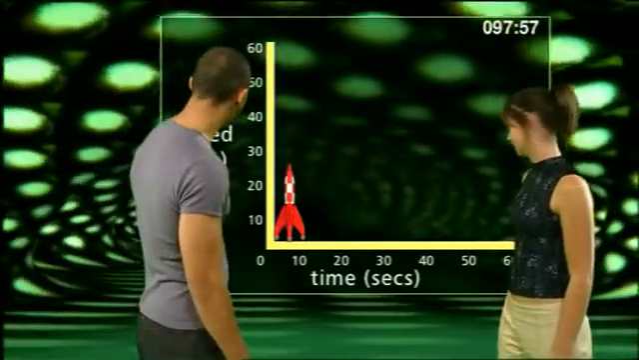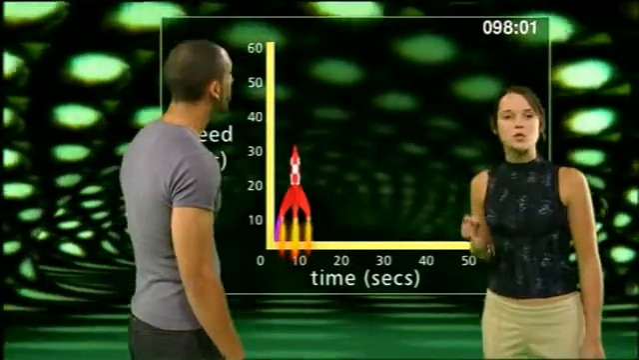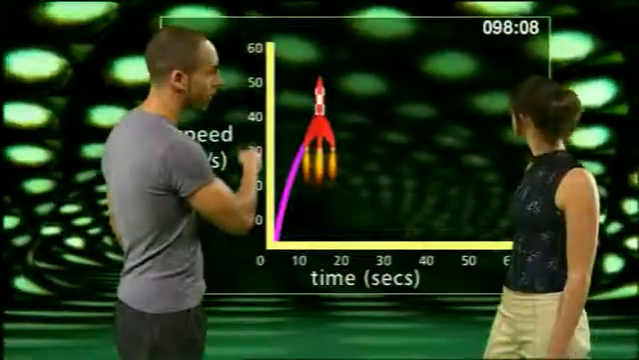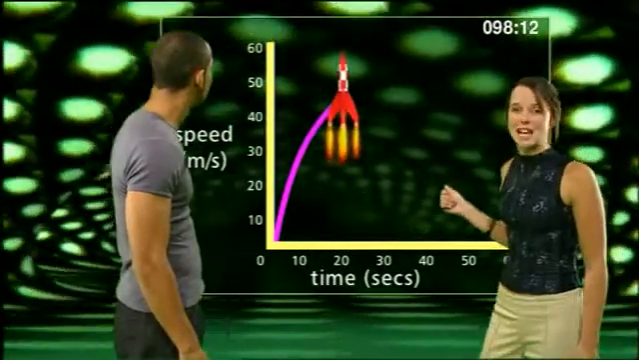3, 2, 1, blast off. When the thrusters produce force, the rocket takes off and accelerates, getting faster and faster. Is that why the line is going up like that? Yes, a steep line like this means that there's a lot of acceleration.